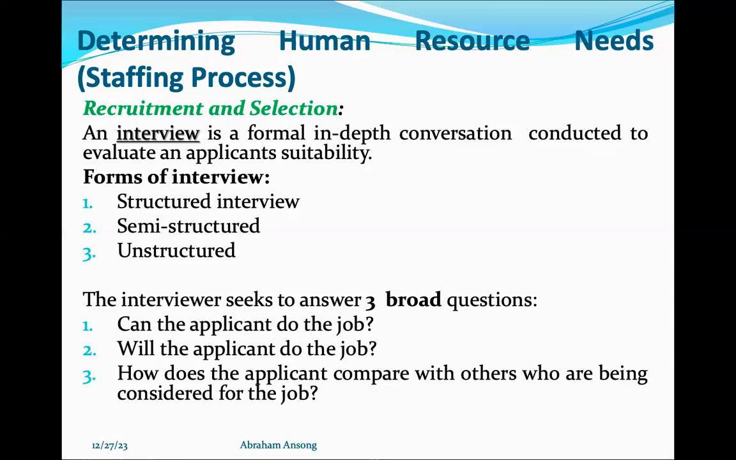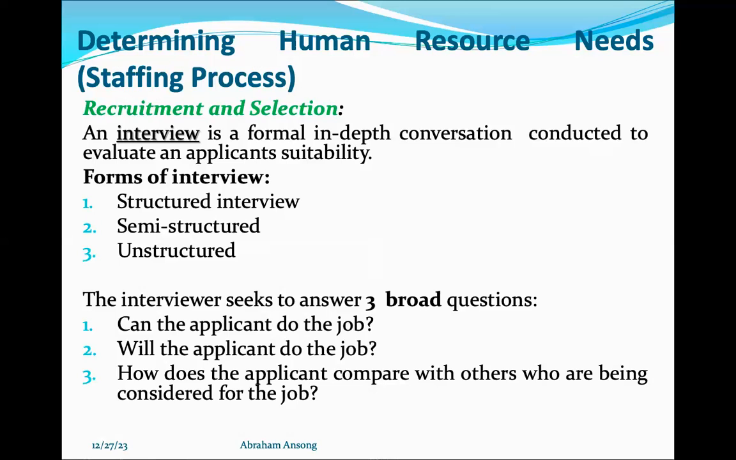All right. Point two looks like point one, but they are not the same. Will the applicant do the job? So "can" is about whether you have the qualification, you have the experience, and so on and so forth. "Will" the applicant do the job is about your motivation. You may have the qualifications, you may have the experience, but you may not be motivated enough to give off your best for that particular organization.